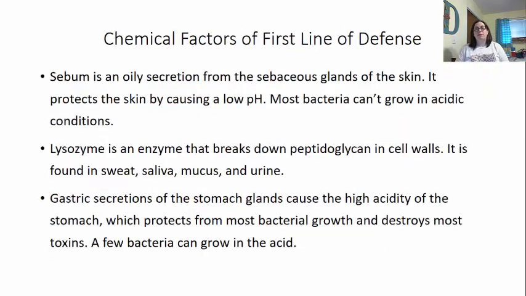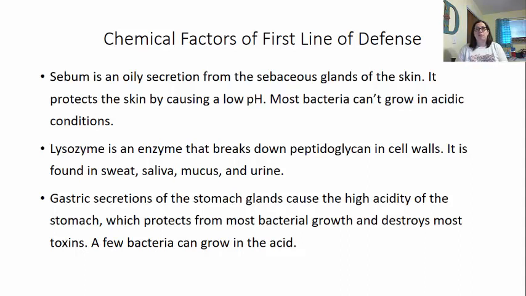Now, in the first line of defense, we also have some chemical factors. Some of the chemical factors include your sebum, which is an oily secretion from your sebaceous glands. These are located in the skin. This helps protect your skin by causing a lower pH. Most bacteria can't grow in acidic conditions, and so because of that, it makes it where it's not as favorable for them to grow. Lysozyme is an enzyme that can break down the peptidoglycan in the cell wall, specifically the cell walls in gram-positive bacteria.